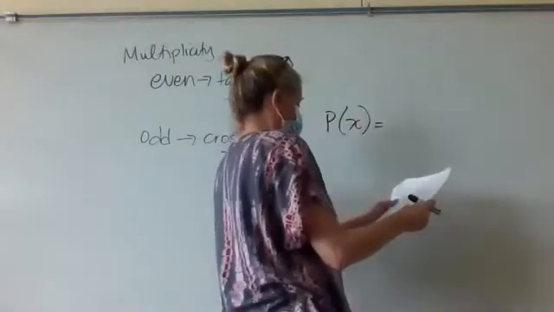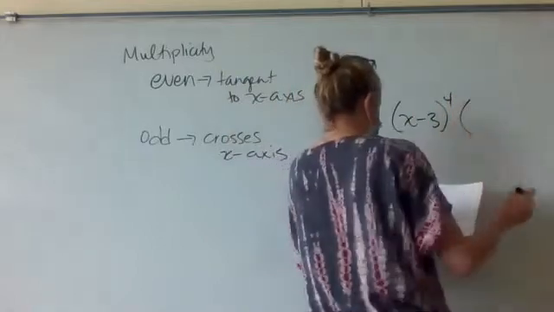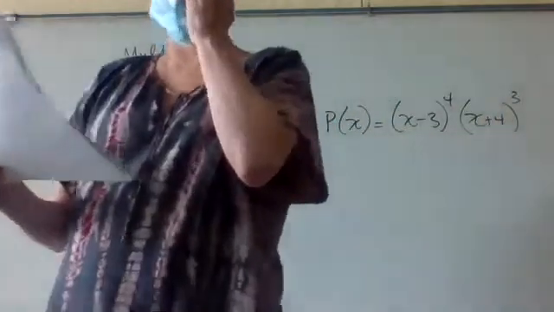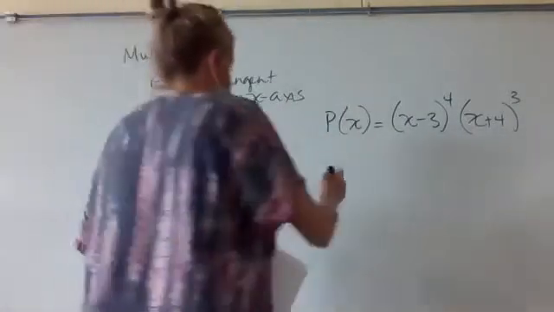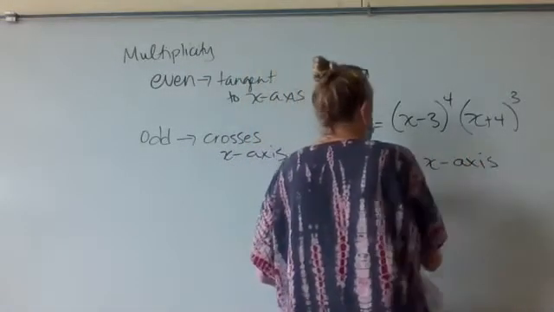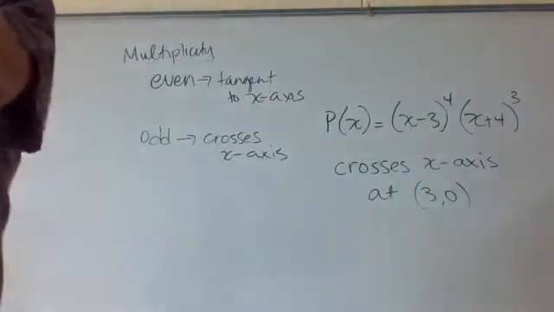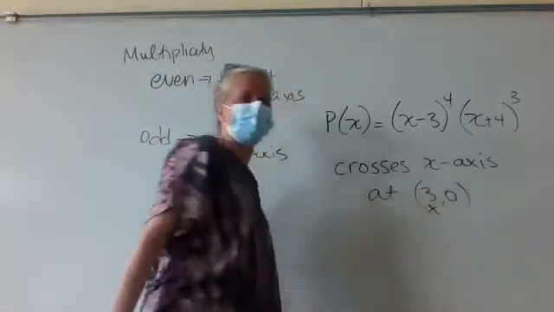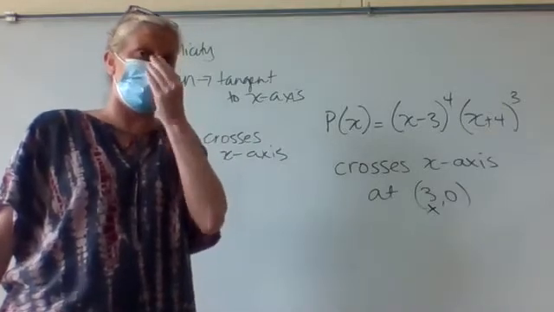P of x equals (x minus 3) to the 4th, (x plus 4) to the 3rd. And it wants to know, is this true or false? It says this graph crosses the x-axis at (3, 0). So here's the x-intercept. It says that x is going to be 3, which means what factor did that x-intercept come from?